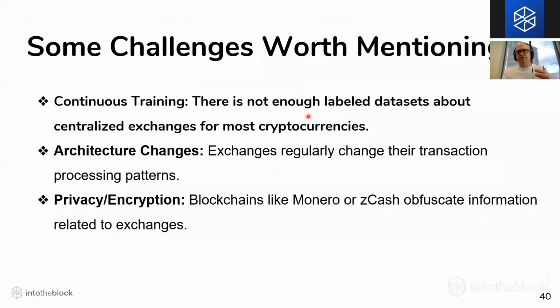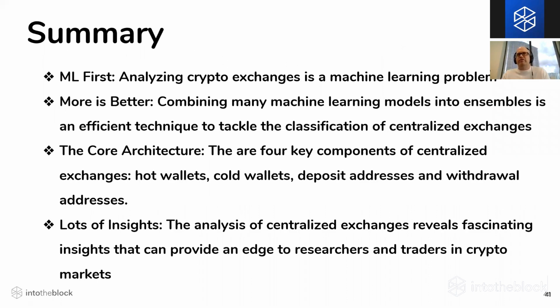There are quite a few challenges with this, right? One of them is that you need to train this model continuously, and there is not a whole lot of data. Another one that is scary is that exchanges change their architecture. Binance had 2 hot wallets, now has 3, or 1 hot wallet now has 2, and you need to adapt to that. And obviously, when you're dealing with blockchains like Monero and Zcash that are designed to obfuscate a lot of this information, you have to do a lot of crazy things.